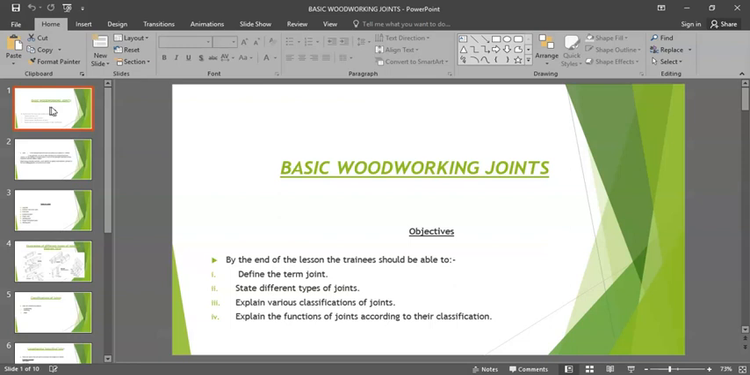The objective of today is that by the end of this lesson, the trainee should be able to define the term joint, state different types of joints, explain various classifications of joints, and explain the function of joints according to their classification.